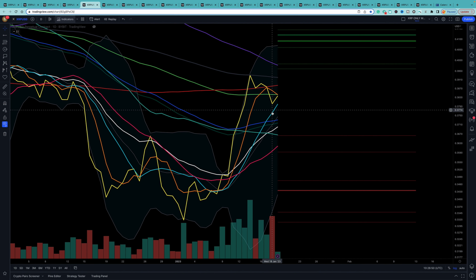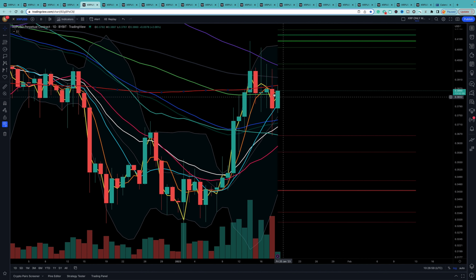And again, you can see that the 10 is very close to the 5, so you can see that pressure there, and also the back test to the 200. So you got the break away from the 200, and now here's the back test to it. So we've got to see what this wants to do around here.